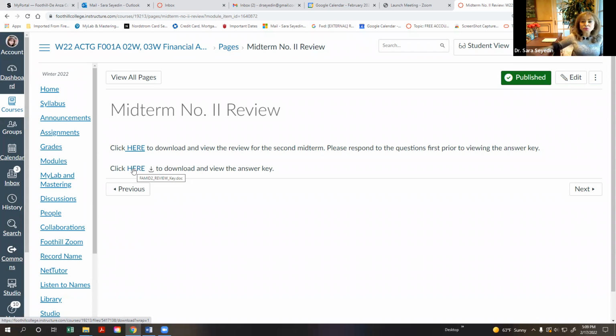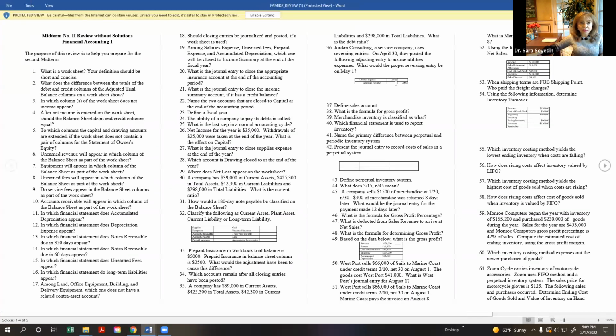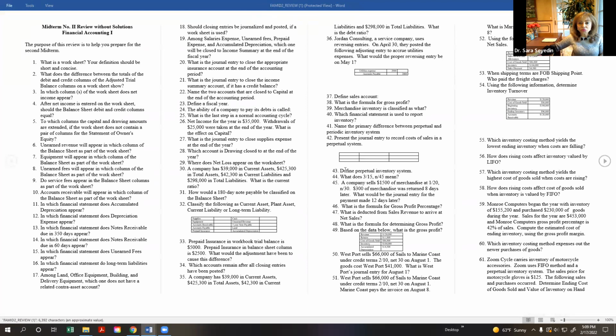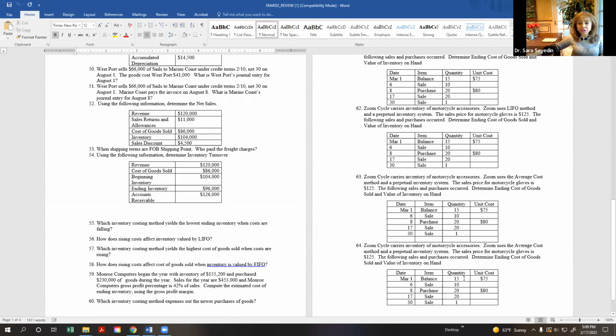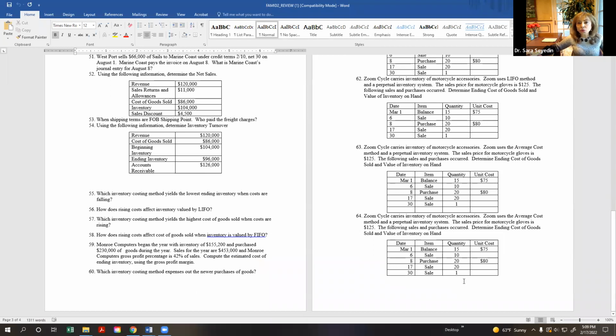So I'm asking you please not to open up the answer key right off the bat, because if you just look at the answers, you're not going to be able to assess how prepared you are for the midterm. What I'd like you to do is first open the midterm. So I'm going to click here, download it, open it, and you will have a total of 64 questions in the review.